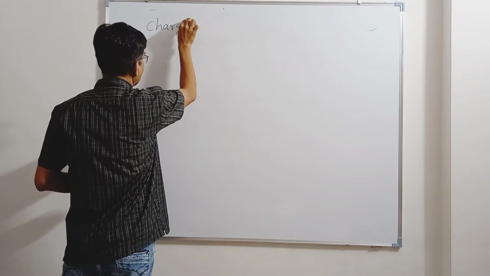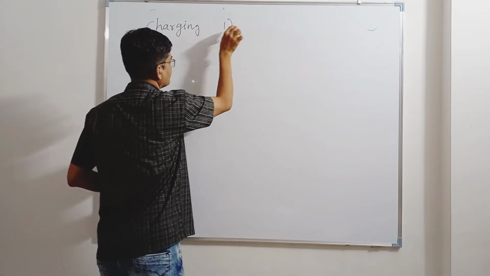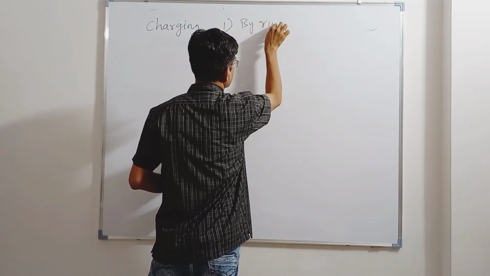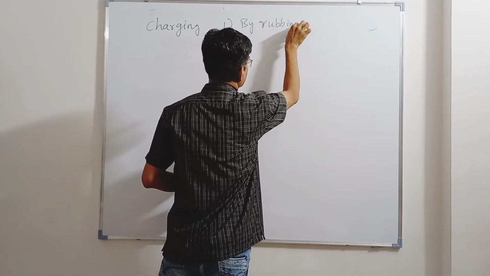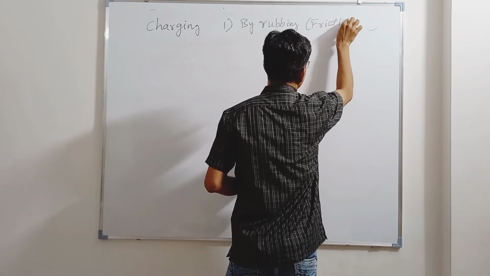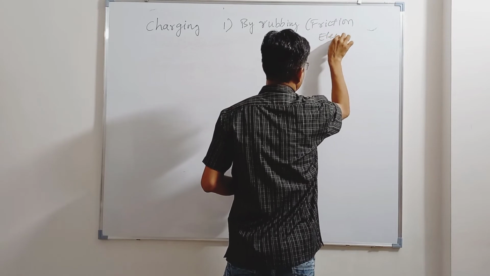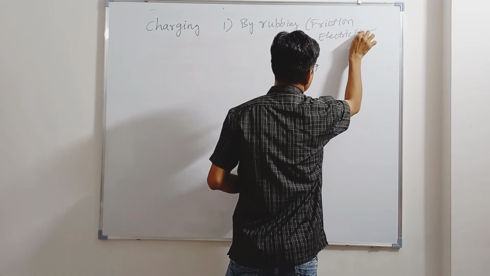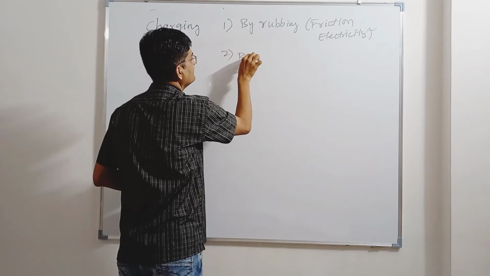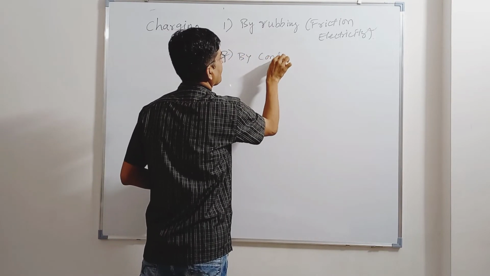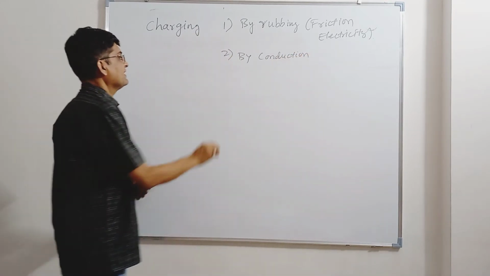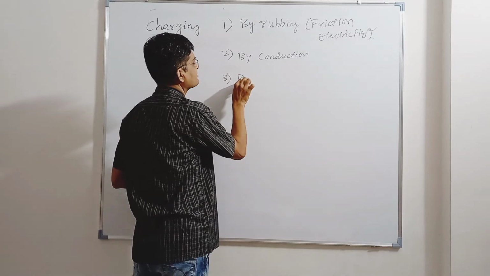The charge can be acquired, or charging can be done, in three ways. First is by rubbing. We call it friction electricity. Then charging is by conduction. That is the second option. And third is by induction.